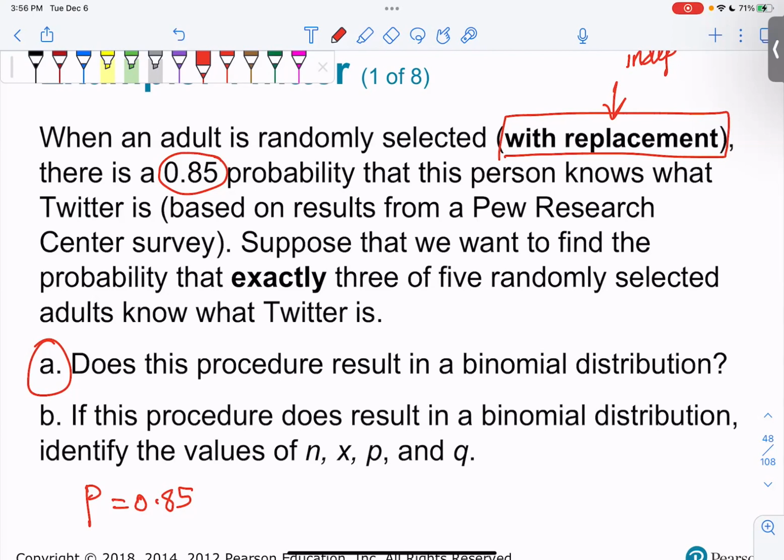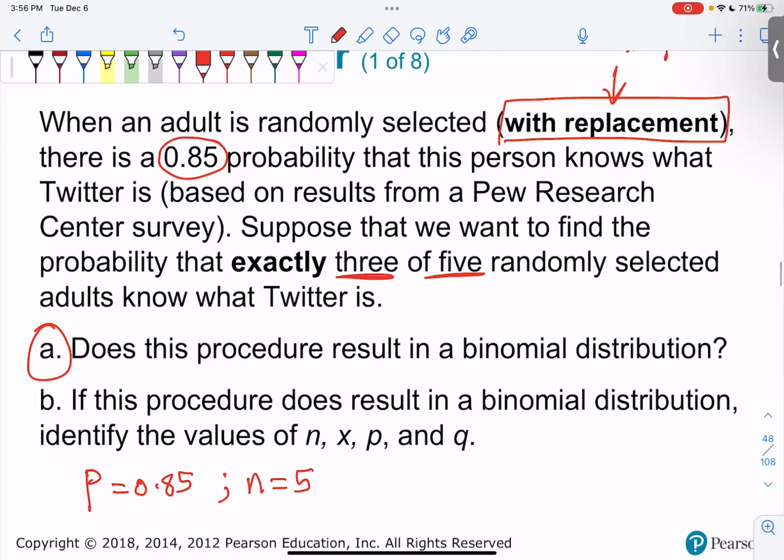Suppose that we want to find the probability that exactly 3 of 5. So how many times do we repeat this experiment? 5. So we can say n equals 5, which is a specific number of tries. The second requirement: independent trials. Are the trials independent or not? Since we said the selection is with replacement, then it is independent. So the second requirement is okay.